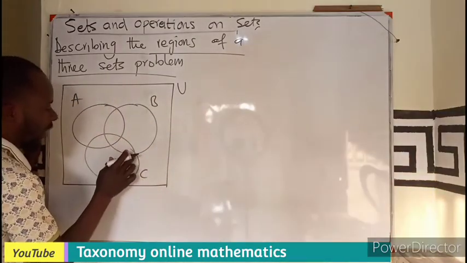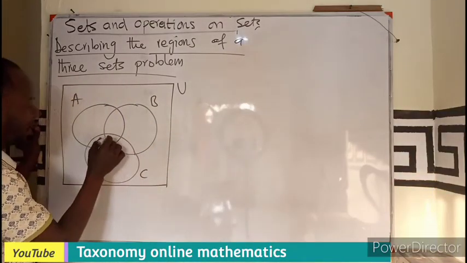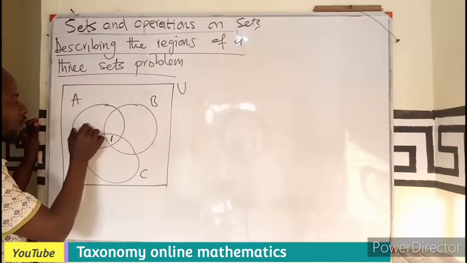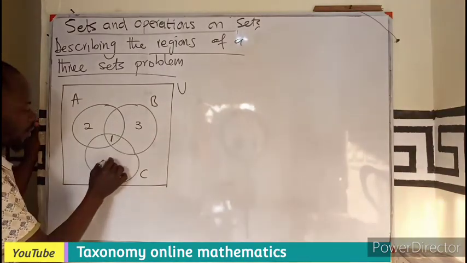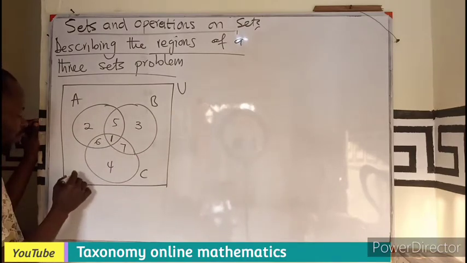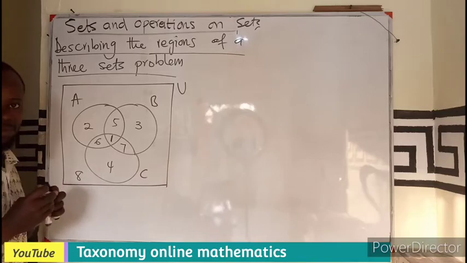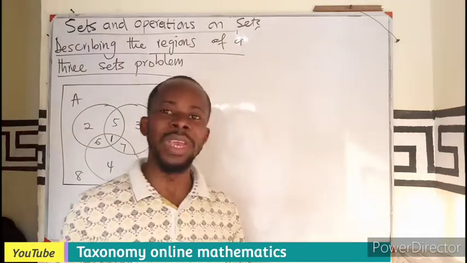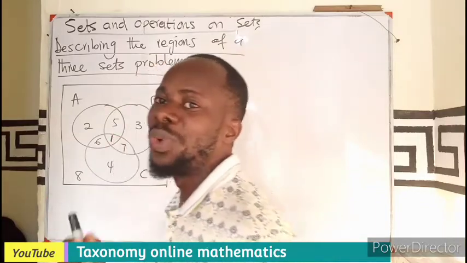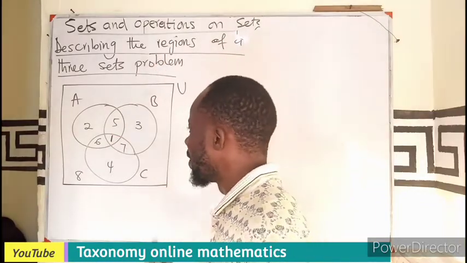So in this case, if I want to indicate the middle to be 1, let's say 2, 3, 4, then the empty space will be 8. So now in this case, we are having 8 different regions. So how do we describe the various regions?